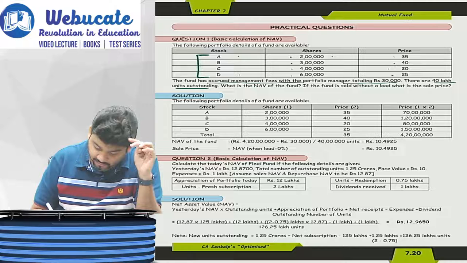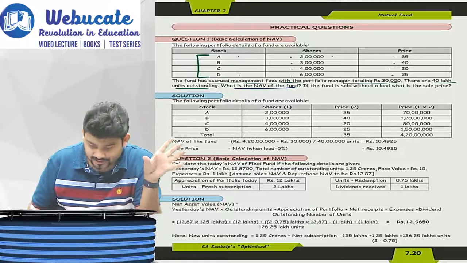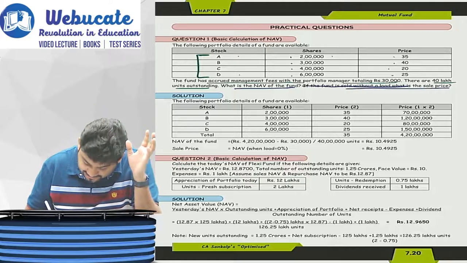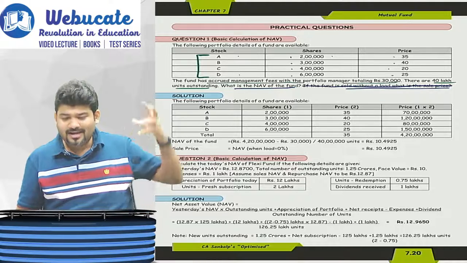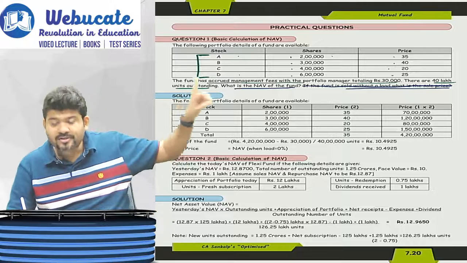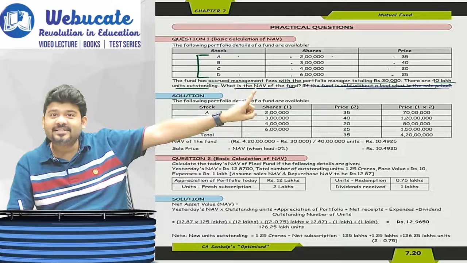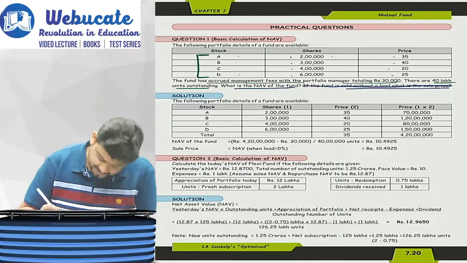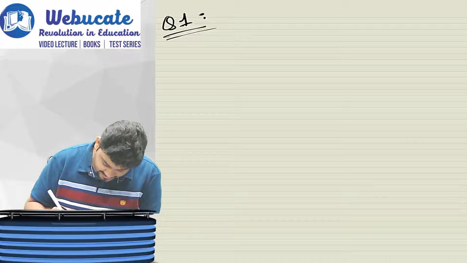What is the NAV of the fund? If the fund is sold without a load, what is the sale price? You can ignore this point because we have not done load, and here they have only said that there is no load at all. So what we have to calculate is the NAV of the fund. Will we try it, everybody? Sure. First question, so we will do it together. Let's do it.